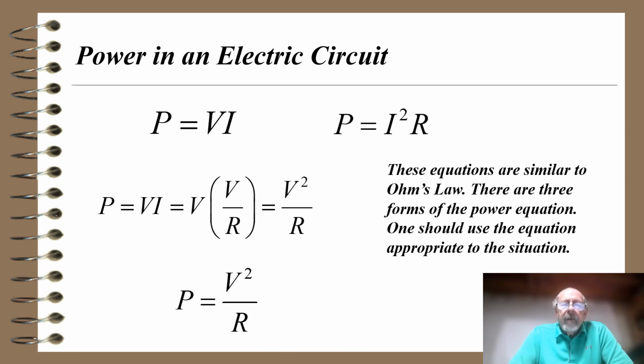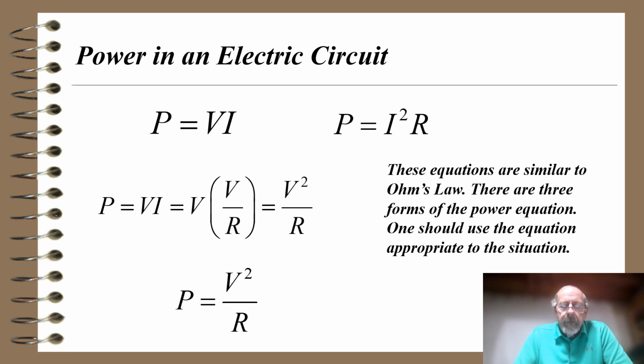What about power in an electric circuit? Well, I show a bunch of equations here. These equations are similar to Ohm's law. There are 3 forms of the power equation. One should use the equation appropriate to the situation. So we have power equals V times I in the top left. Power equals I squared R, the top right. And we manipulate things there, and we'll get power is equal to V squared over R in the bottom of the slide.